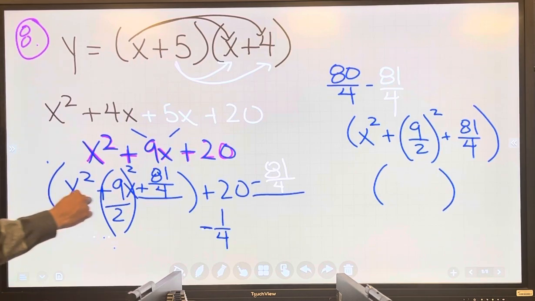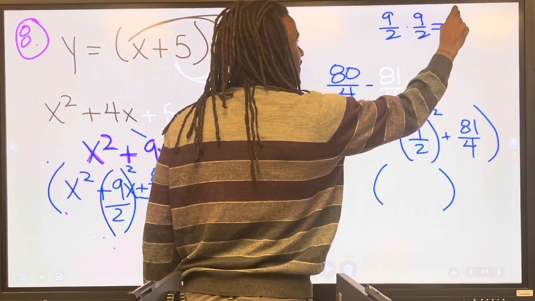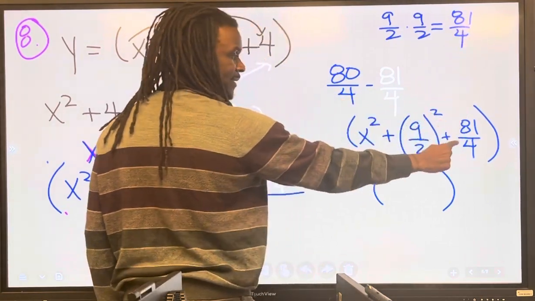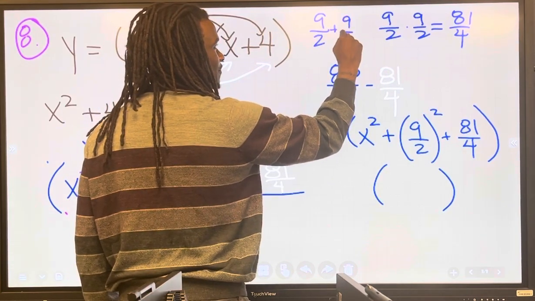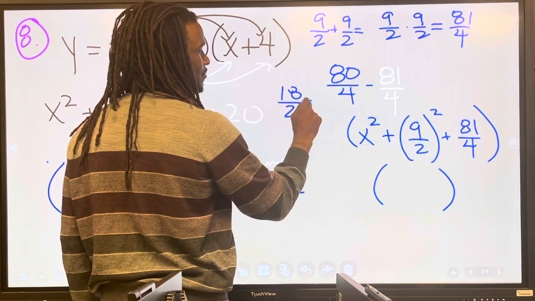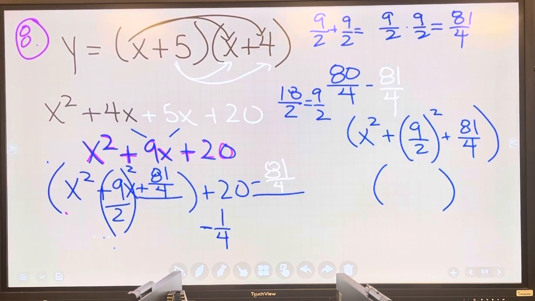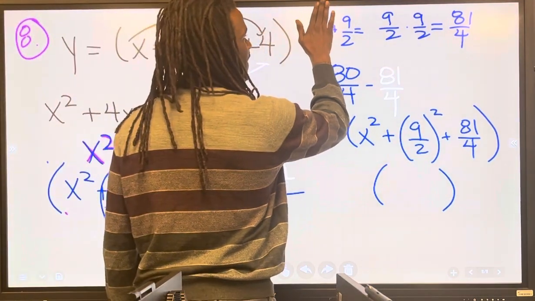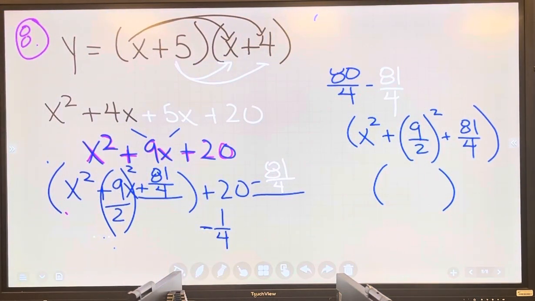I want to show you so you can see it. If we multiply 9 over 2 by itself, we get what? 81 over 4, right? That's how you get this. Also, if you add 9 over 2 and 9 over 2, what do you get? 18 over 2, sorry. Oh, okay, I see it now. The problem was I can't do it in my head. That's fine.